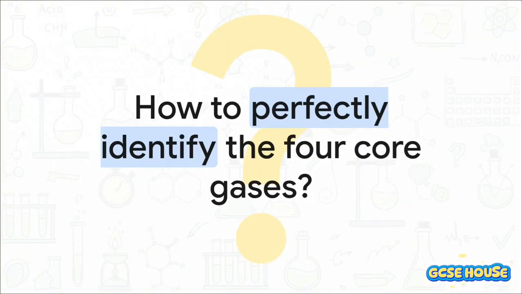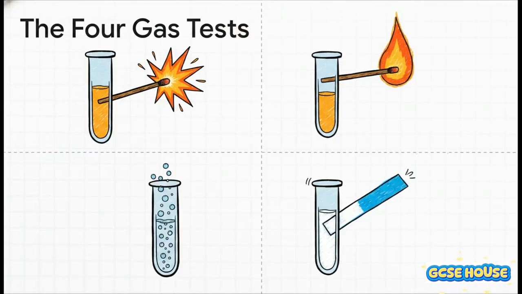Now, how do you perfectly identify the 4 core gases? You are 100% going to see these on your paper, so lock these exact phrases into your brain right now. Seriously, say them out loud with me right now. A burning splint causes a squeaky pop for hydrogen. A glowing splint will relight for oxygen.